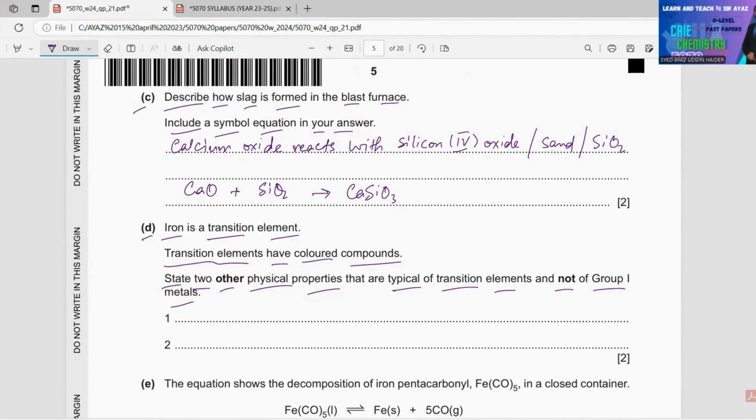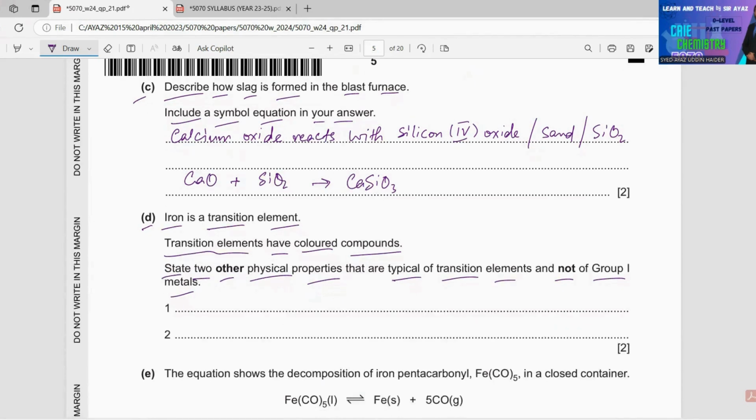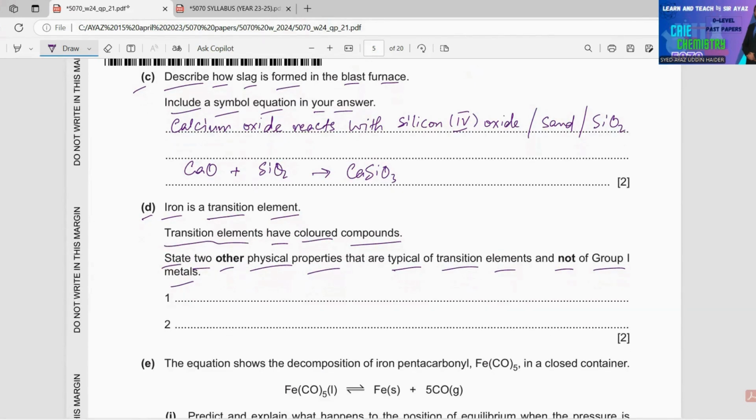You know, group 1 metals are soft, they have low density, low melting point, they are not used as catalysts, and they have fixed valency, +1 as their valency or oxidation number. So these are the properties which are not shown by transition elements.